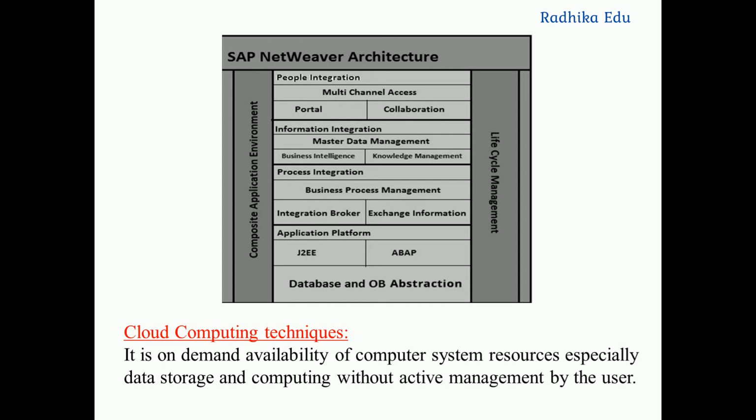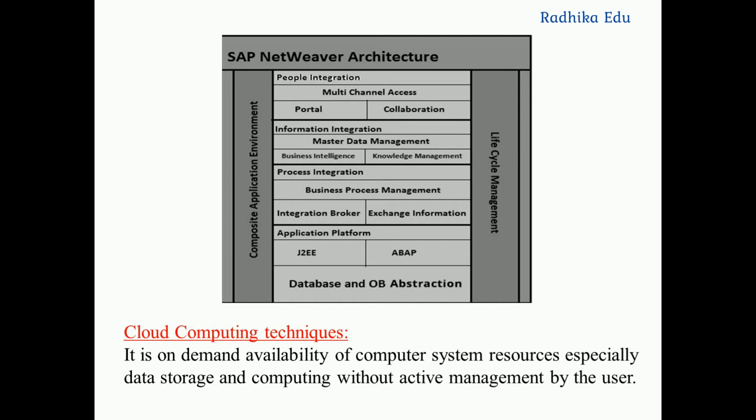People integration. Multiple channel access. It is divided into two types: protocol and collaboration. Information integration. Master data management. It is divided into two parts: business intelligence and knowledge management. Process integration, business process management. It consists of two types: integration broker and exchange information. Application platform: J2EE and ABAP.